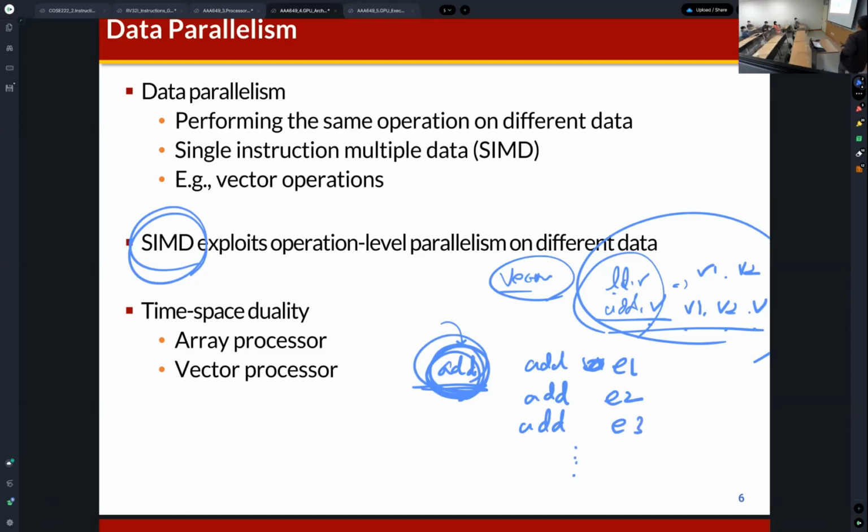So you can ask, what is the benefit of this vector processor? The vector processor has only one execution engine, and only one element is executed every clock. What is the benefit?